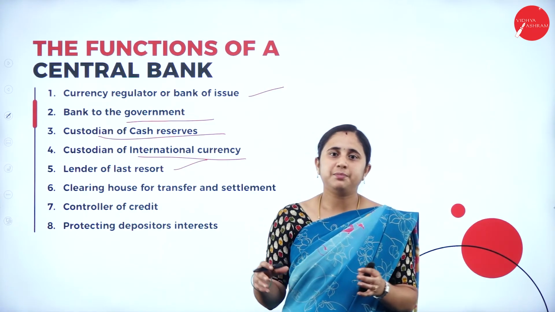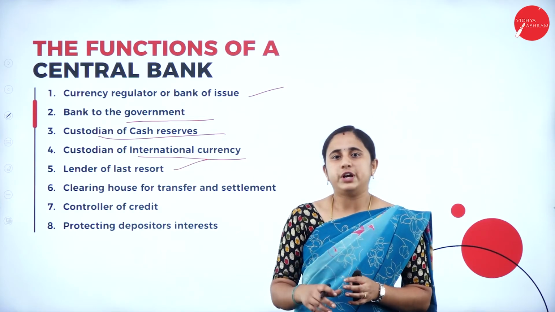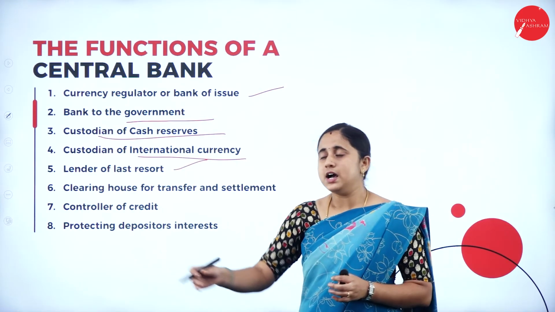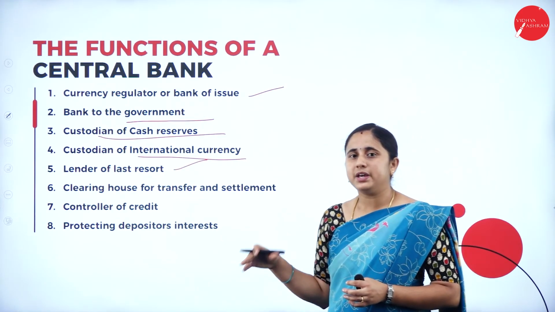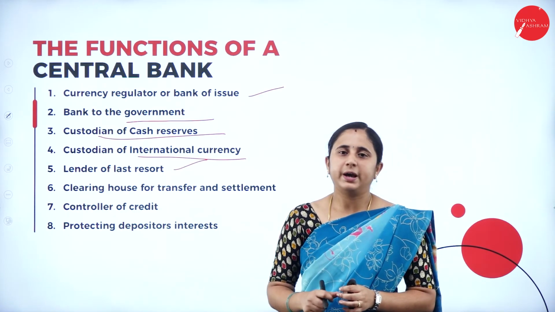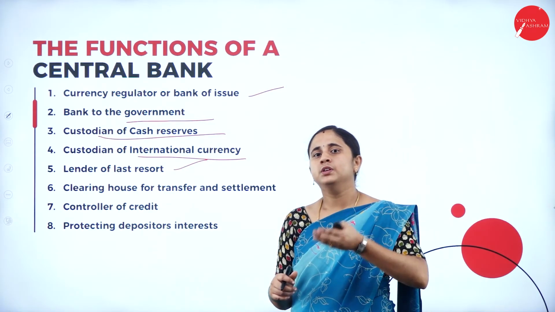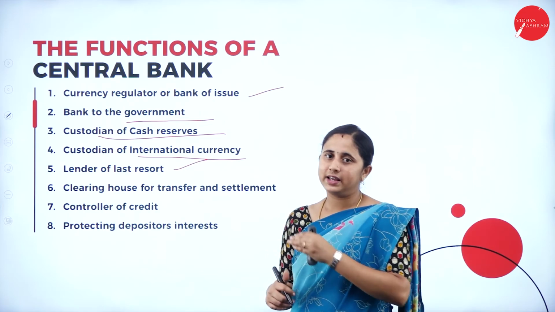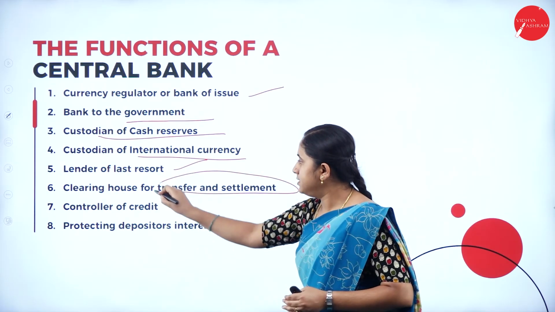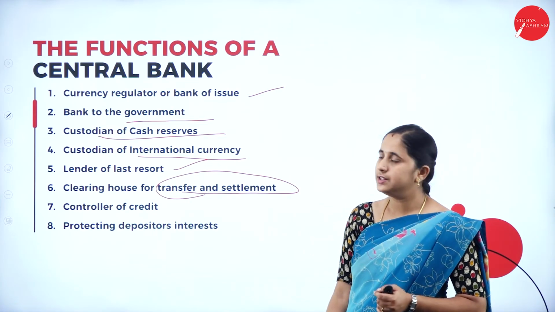If commercial banks need money immediately, the RBI acts as a clearing house for that. The RBI is going to collect all these instruments and pay money to the commercial banks. So in order to meet your requirements, the RBI is going to act as a clearing house for transfer and settlement of your financial instruments, different types of instruments.